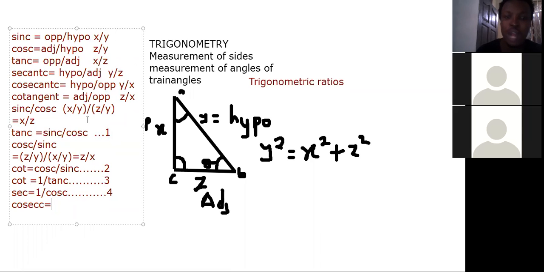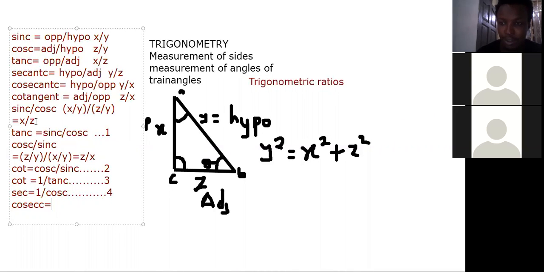Yes. So what we are doing now is just trying to see if we can relate all these things, or derive some equations or identities from them. What we first did was that if you are given sine theta all over cos theta, then our sine here is x all over y, and our cos here is z all over y. Now mathematically we can cancel y and y, and you'll be left with x all over z.